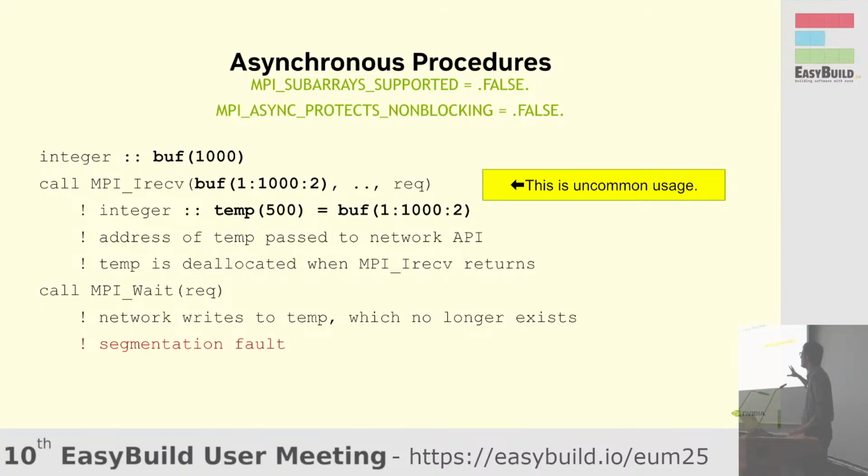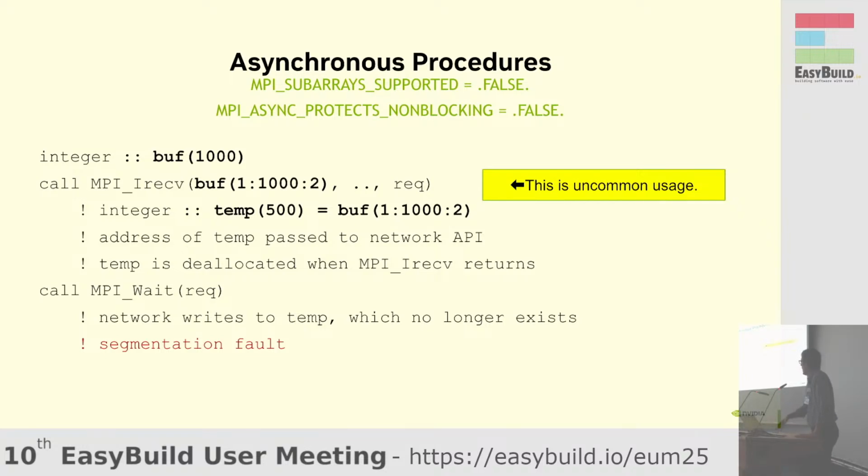So this is not a reason to tell people not to pass subarrays to MPI. It's just that they darn well better check both of those module attributes, or module globals, whatever they're called. Check them to make sure that what they're doing is safe. You can just check them after init if you want, and then just throw an error and say, this program is not going to run with this implementation.